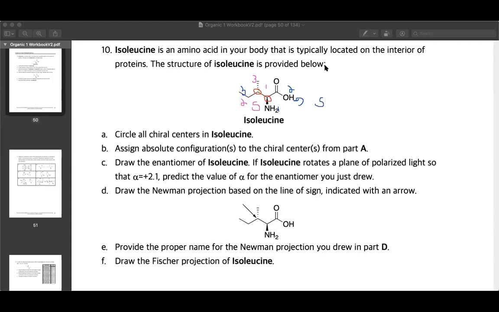You draw your skeletal structure, and what you do is you just change your shading, either wedge to dash or dash to wedge, of your chiral center. So that would definitely be the enantiomer for part C.